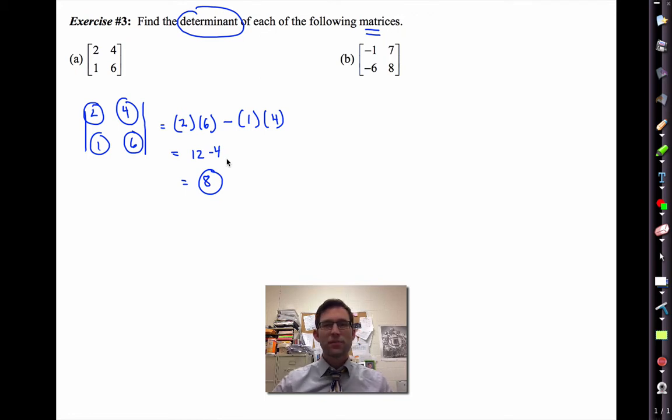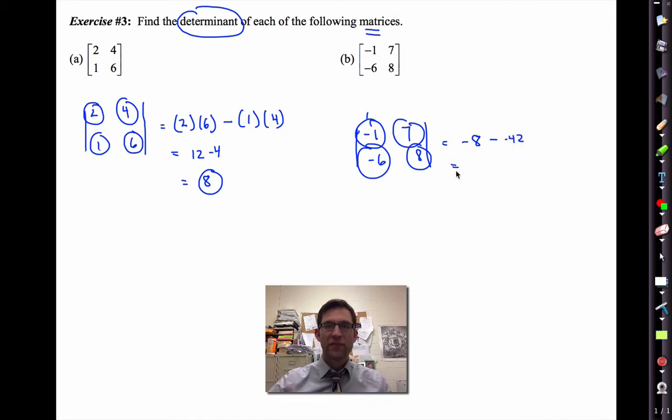All right. It's a simple calculation, right? Because, nice. -1, 7, -6, 8. Literally, this times this, which is -8, minus this times this, which is -42. Be careful there. Negative gives me a positive 34.